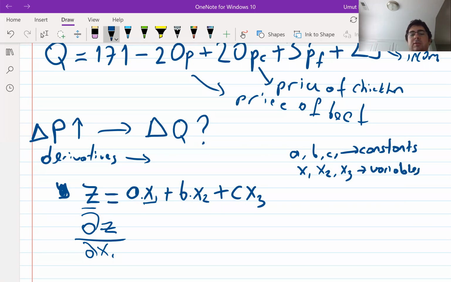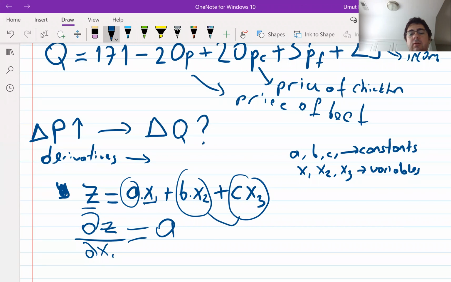Since this is a linear function, the rule for taking the derivative is basically just writing down the constant itself. Here just a. Since we don't have any x1 in the second term, there is no x1 there, so I don't need to take the derivative for those parts.